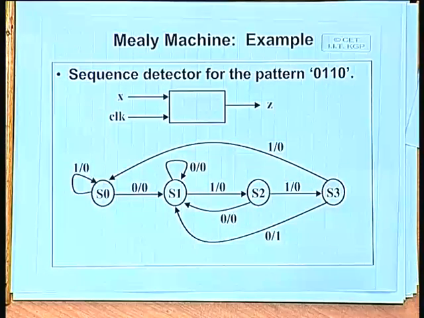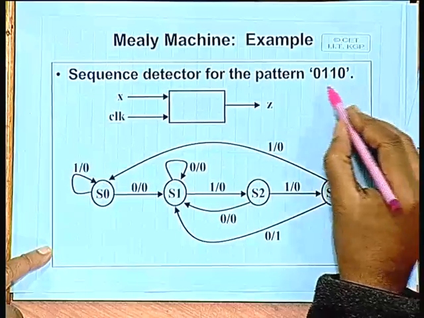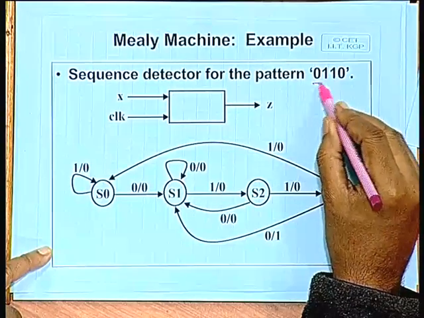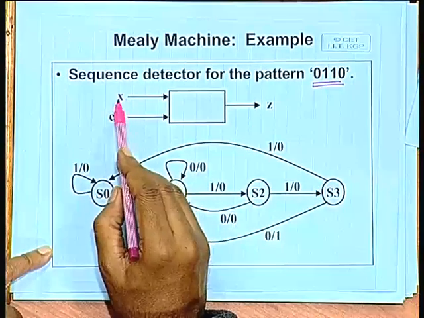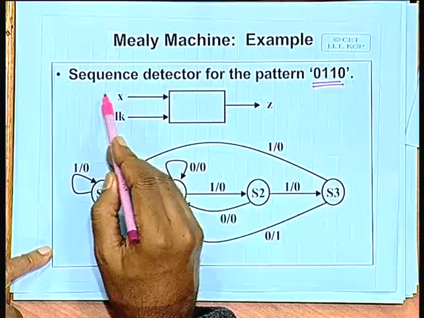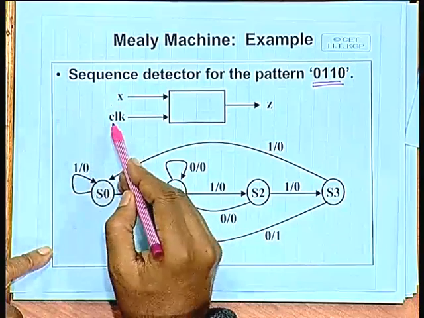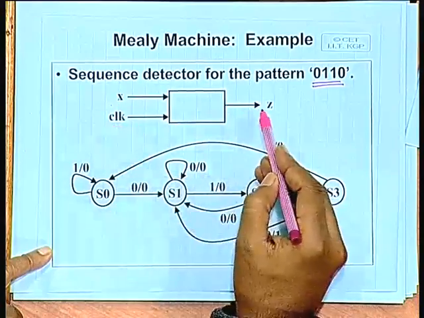So, now let us take an example of a regular Mealy machine. Here we take a slightly more complex example, a sequence detector. This is the state transition diagram. We want to detect the sequence 0 1 1 0 in this input pattern x. This x is again a serial bit pattern coming in synchronism with the clock, and z is the output.